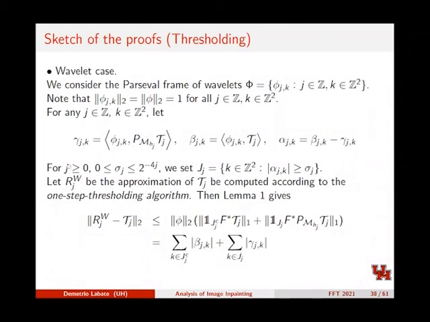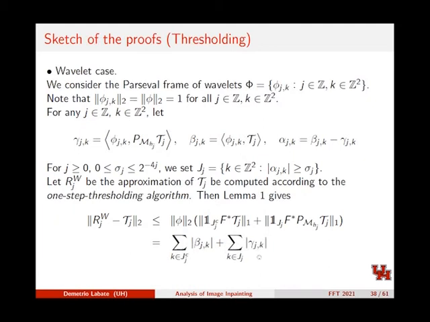Here I'm taking J according to the statement of the theorem. I'm taking J to be positive, sigma to be in the specific range, and I look at J, the set of significant coefficients at scale J. The R_J^W, remember, is the reconstruction. I denote W on top as a reminder that we're dealing with wavelets here. When we apply the thresholding technique, the error of the approximation at scale J, with a simple calculation, is nothing else than the sum of two terms.